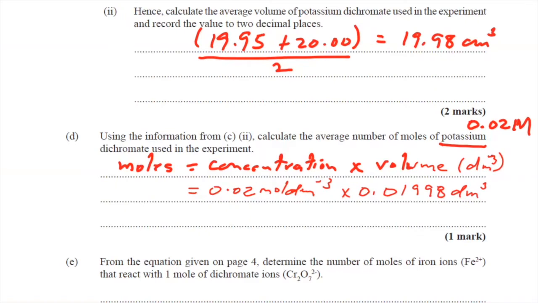dm cube, 3.996 times 10 to the minus 4. Of course, dm cube would cancel out per dm cube, so the unit for our final answer there is mole. So that's 3.996 times 10 to the minus 4 moles.